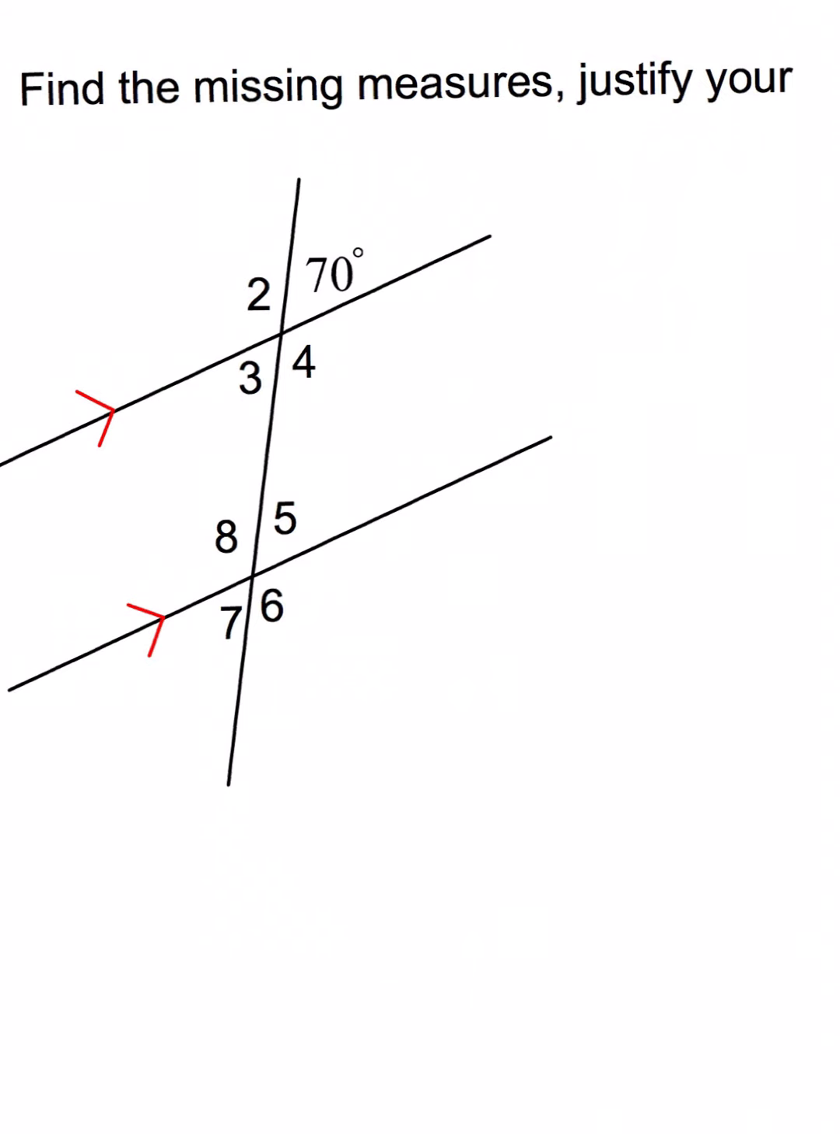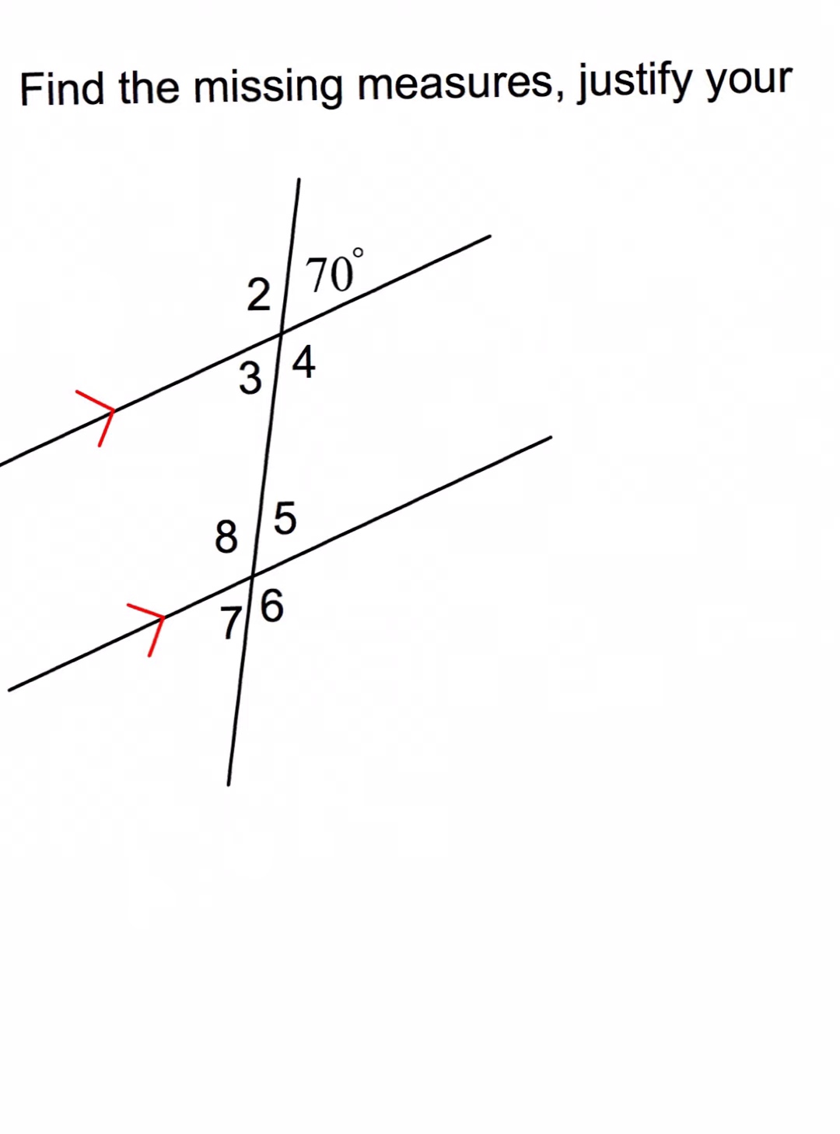Okay, so in this example, it says find the missing measures and justify your answers. So I want you to go ahead and take a minute, figure out what all the missing angles are going to be. Again, just a reminder, this 2 does not mean that this is 2 degrees, right? You have to use your other knowledge to be able to come up with how many degrees it would be. So go ahead and press pause, and we'll have you guys go ahead and try this.